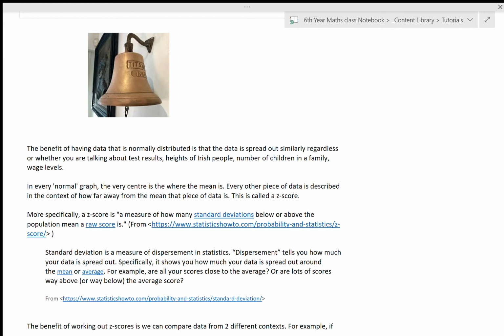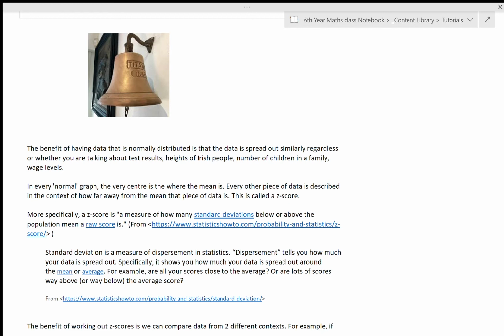Okay. More specifically, and this is from a website here, a z-score is a measure of how many standard deviations below or above the population mean a raw score is. So basically a raw score is just any piece of data. Your test results, for example: how far away were you from the class mean?